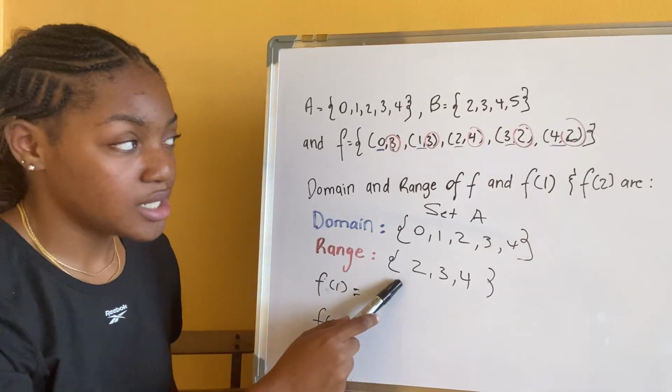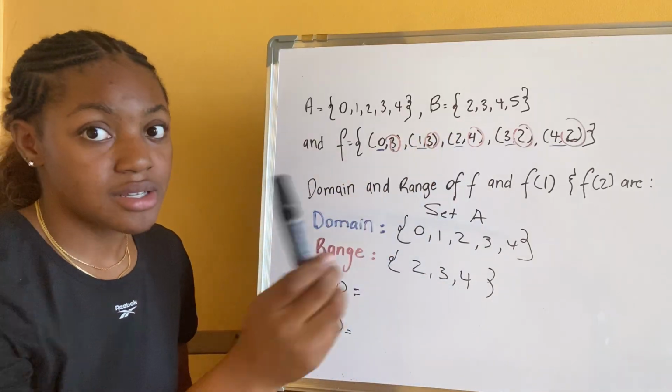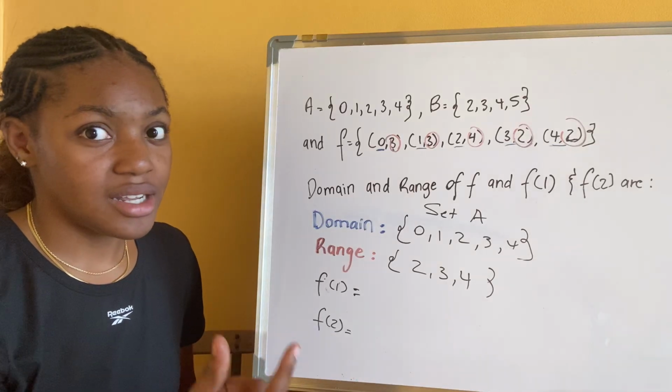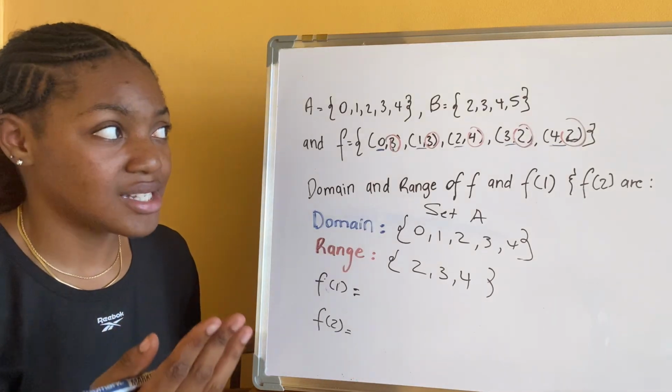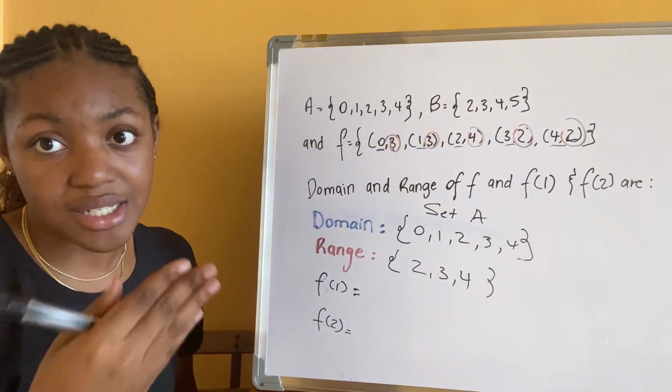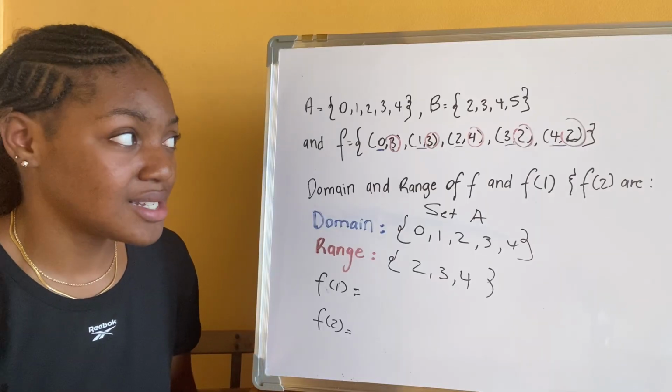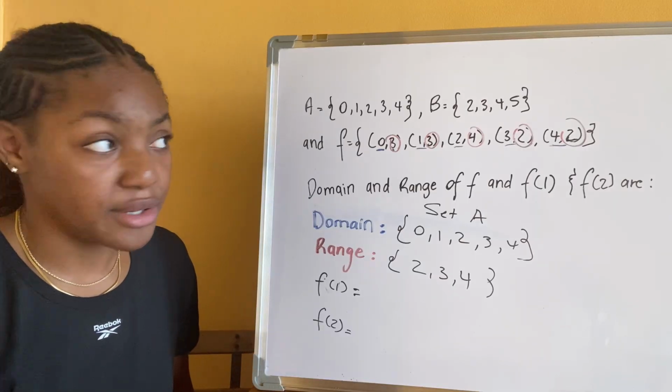And notice our range is different from set B. So set B is simply the codomain. And the codomain is the possible y values that elements of the domain can be assigned to. So the range are the actual y values that are assigned to our x value.